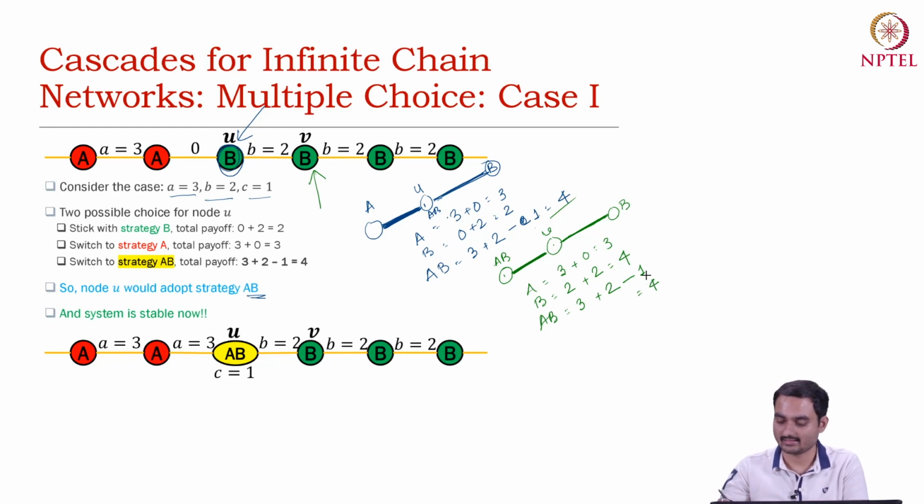So you see a tie here. Since V has already adopted B, V will not switch the strategy, because there is no point in switching. If V switches, we will get the same payoff, right? So we will not switch. So ultimately what would happen? We'll see that the AB cascade actually would stop at this point. It would not move further. With this setting, the AB cascade would not move further. It will stop here.